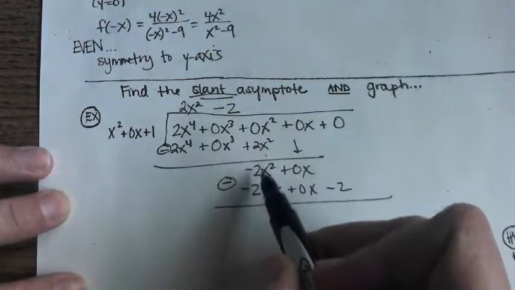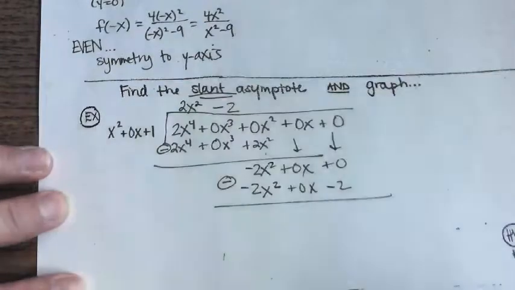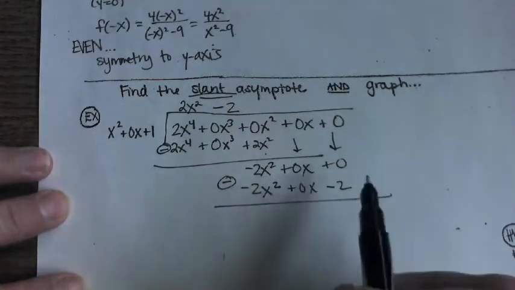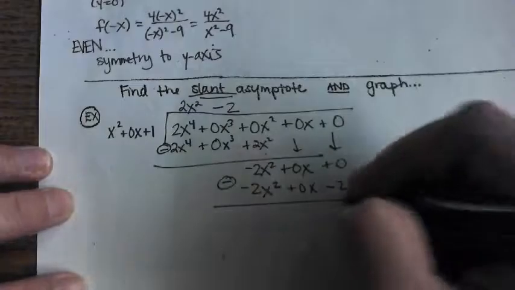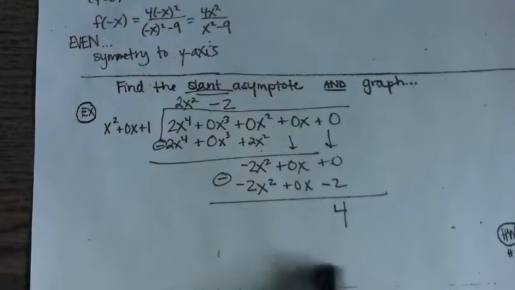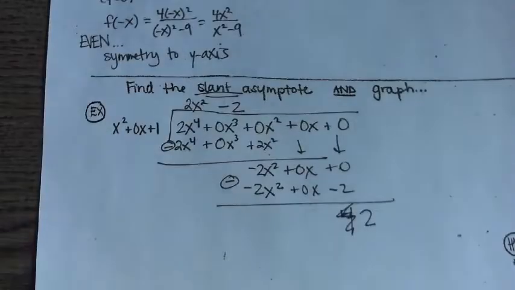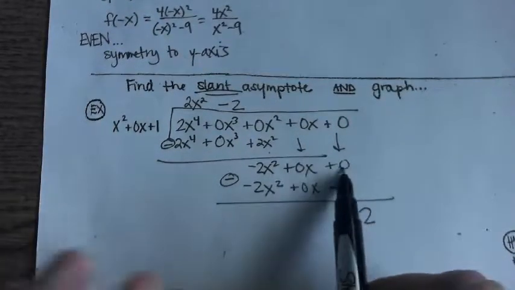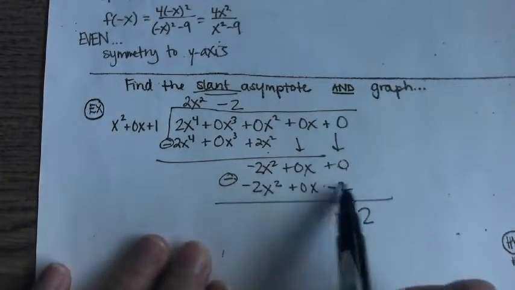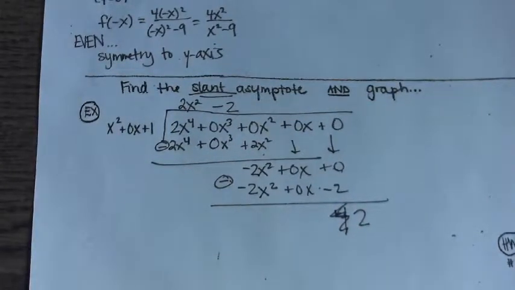Do your subtraction. So I should have brought down my plus 0 too. That cancels, that cancels. 0 minus negative 2 is 2. My bad. That's where my head was wrapped up in the double sign. Okay. Regardless, your remainder here means nothing.